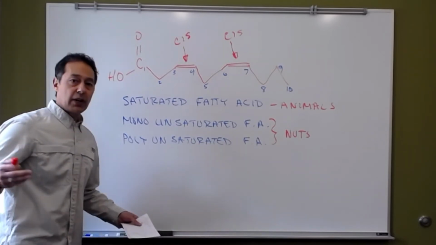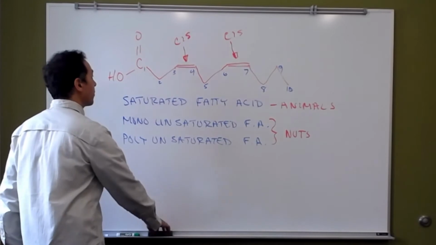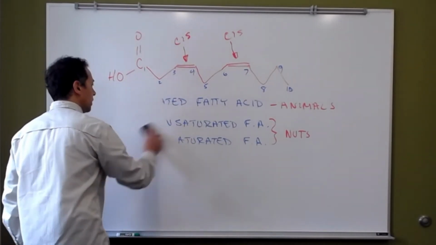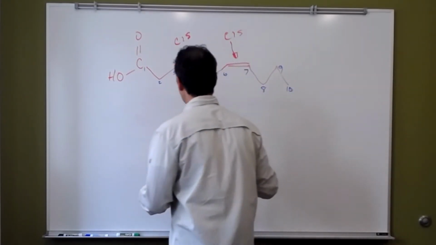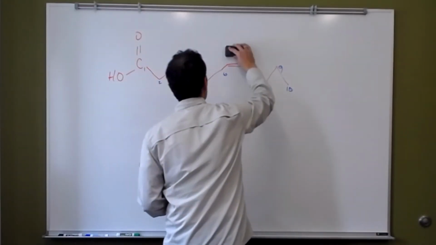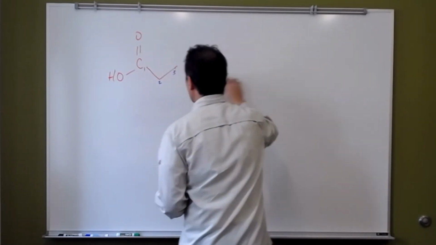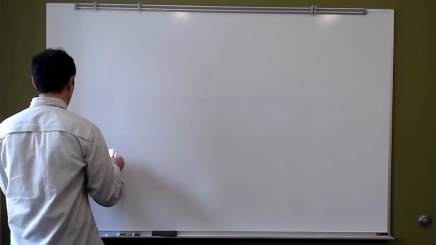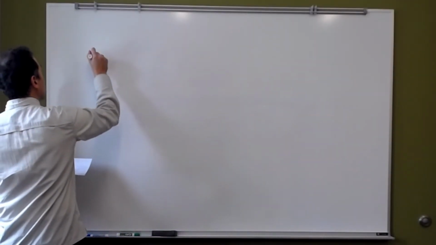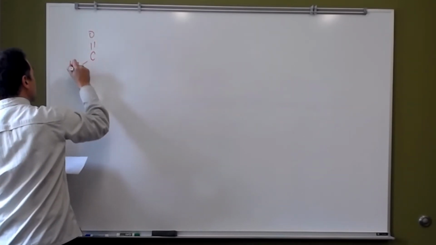Okay, so now let's take a look at how we name these things. What is the structure for these things? So let me scratch this out a little bit. Okay, and let's go and make this here. I'm going to make us a big long fatty acid. So we'll start out like this: carbonyl, double bond O, and then OH like this.